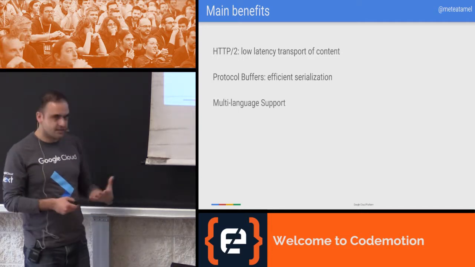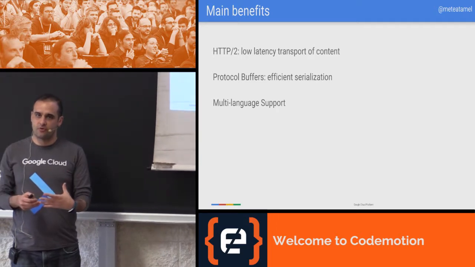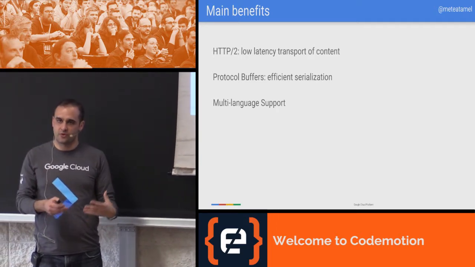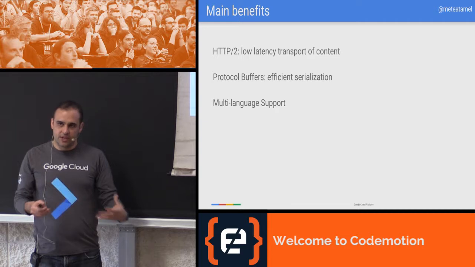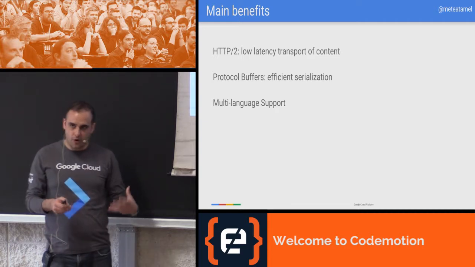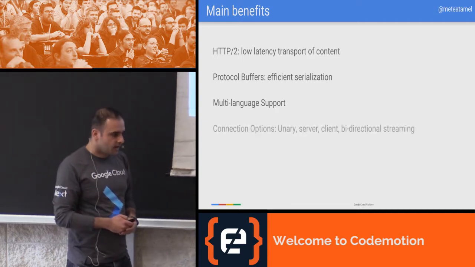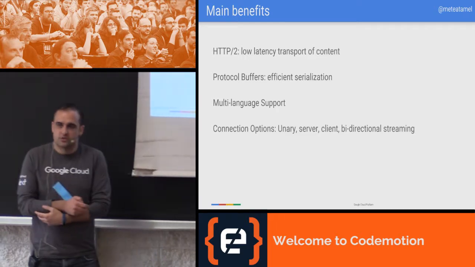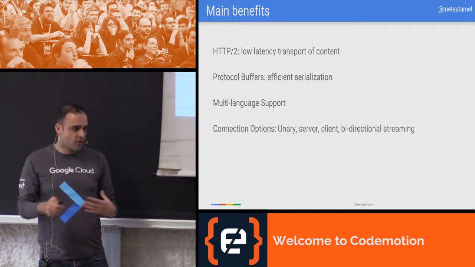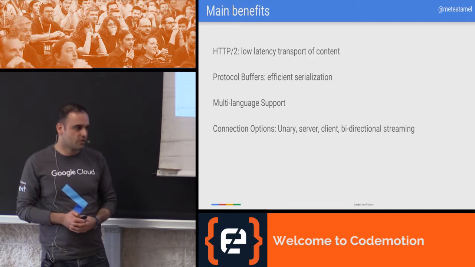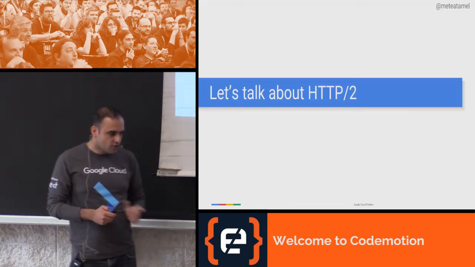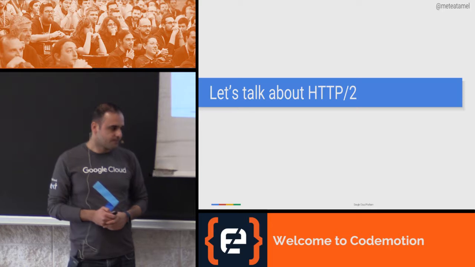That's very important because, as you've seen in my experience, before I built an RPC service for Flash, but when Flash went away, the whole thing went away. So it's important to have that multi-language support. And then you have the connection options, so depending on what kind of connections you have, you have that option. So these are the main benefits. Let's talk about HTTP2 because I think it's really important.